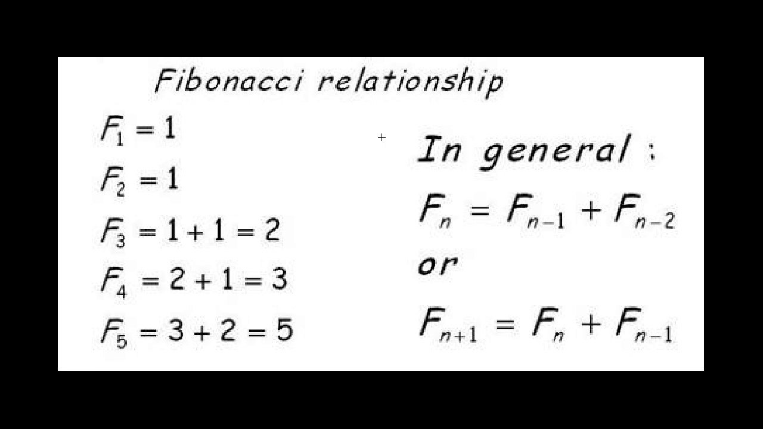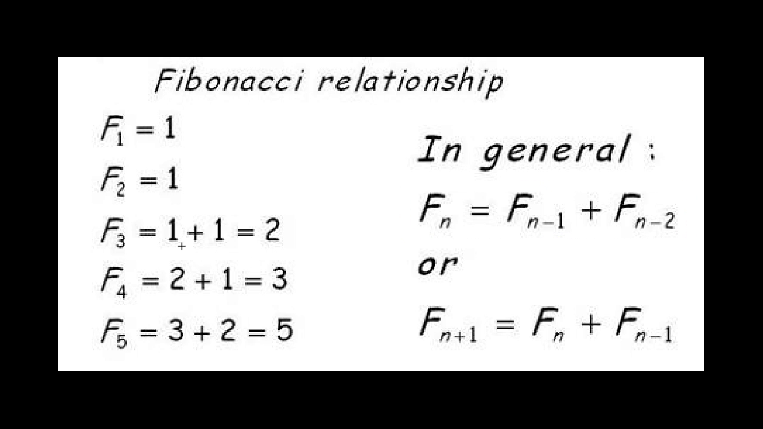A Fibonacci number is a number from the series, the first term of which is 1, and the second term of the series is also 1. And the third term is obtained by adding the second and the first term. So every term after the third term is obtained by adding the previous term and the term before that. So the nth term will be the n minus 1th term plus the n minus 2th term.